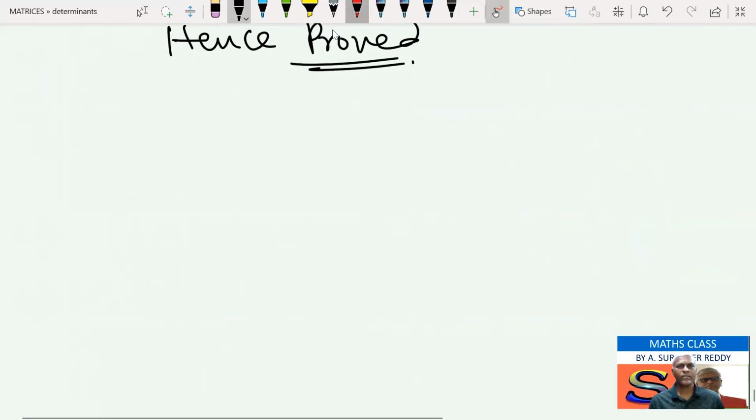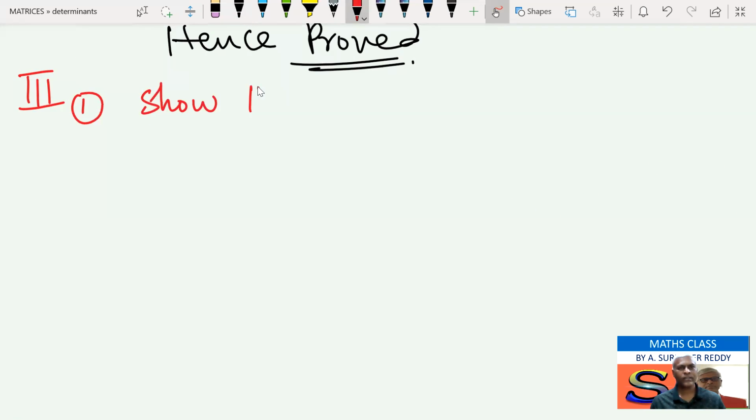Now let us take one more question from the text. This is Roman 3rd, the first question. Show that a plus b plus 2c, a plus b plus 2c and a and b.